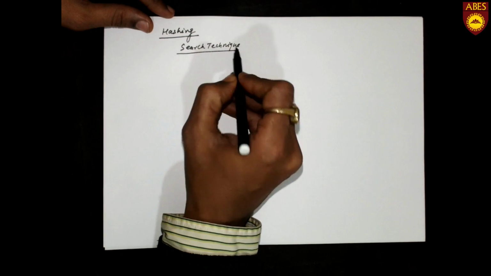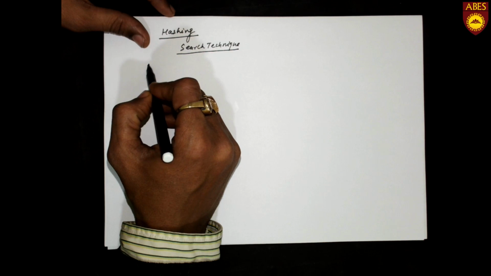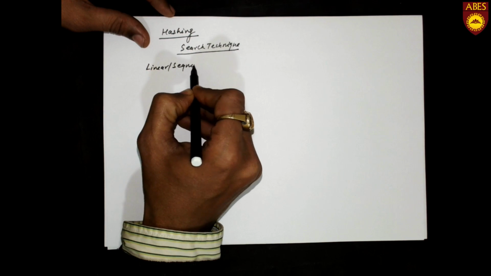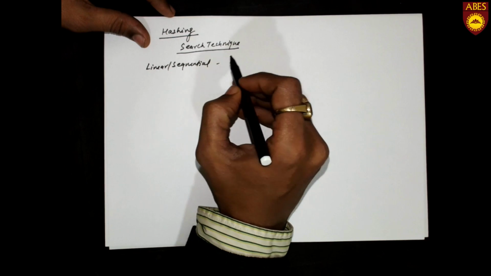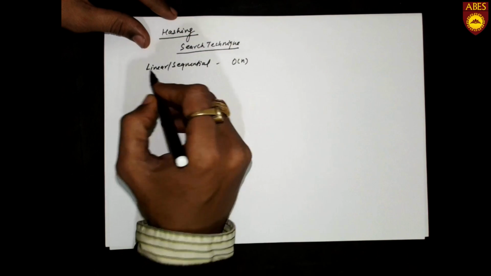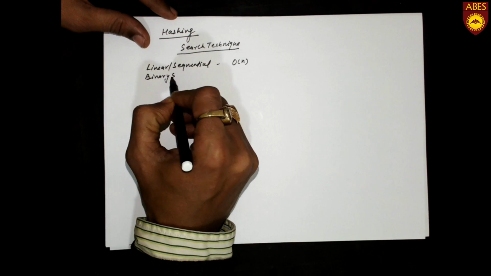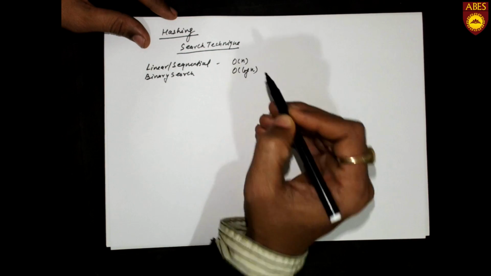You know it well that we have so many searching techniques, like the linear or sequential search. The linear or sequential search was requiring order of n time in the worst case for the searching. The binary search technique required order of log n time in the worst case for searching.